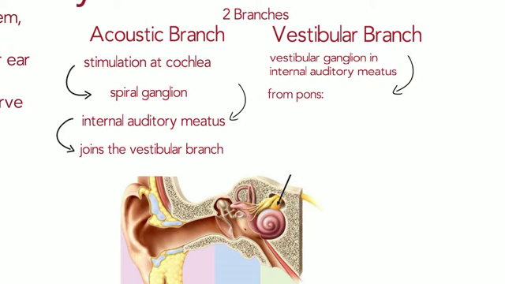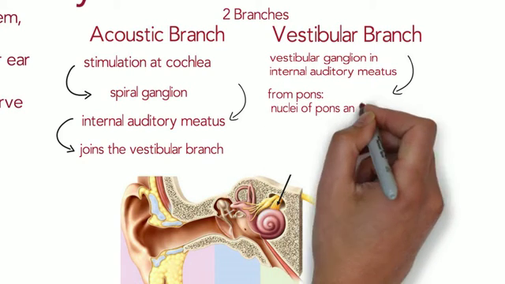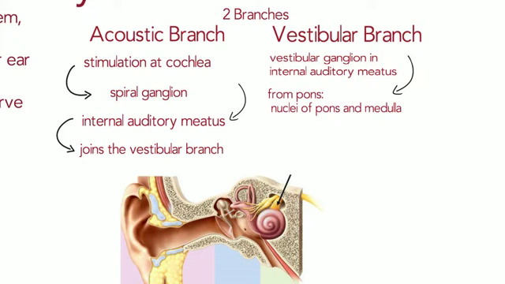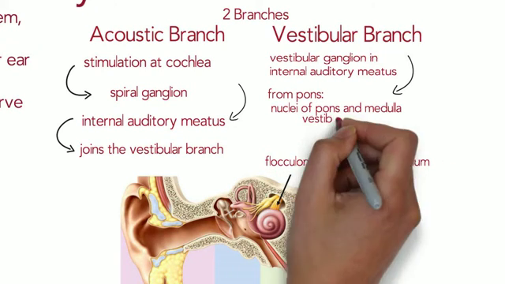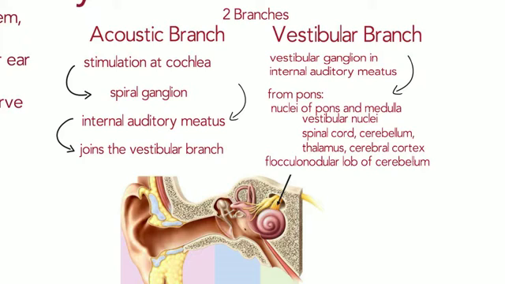The vestibular branch of the auditory nerve brings information from the vestibular ganglion located in the internal auditory meatus to the pons. From the pons, information is brought to two different regions, the nuclei of the pons and medulla and the flocculonodular lobe of the cerebellum, which is responsible for eye movement as well as body orientation when walking. From the nuclei of the pons and medulla, information is brought to the vestibular nuclei, spinal cord, cerebellum, thalamus, and cerebral cortex.